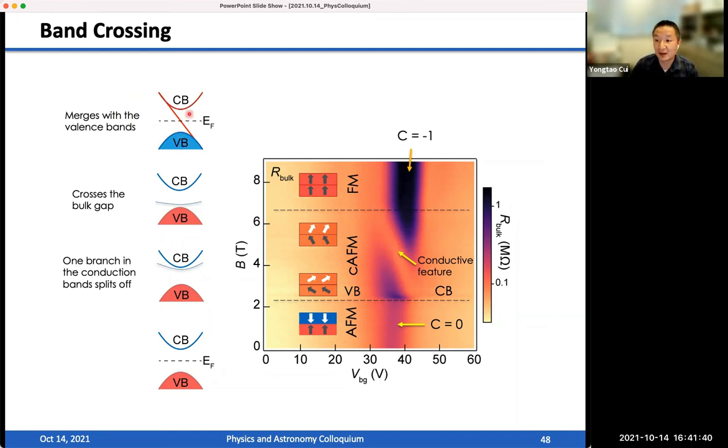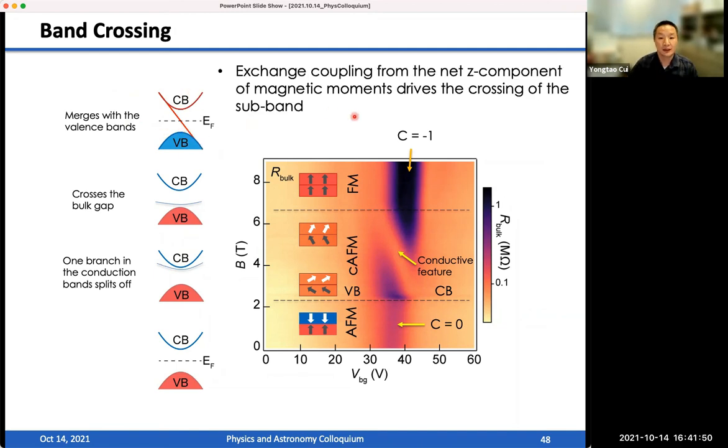So that's the origin of this band inversion or band crossing. So that's producing the non-trivial topological character in the ferromagnetic states. And we believe that the motion of this, because it couples with the canting of the FM moment, means it most likely couples with the Z component of the magnetic moment.